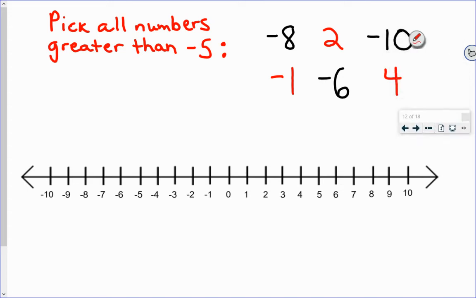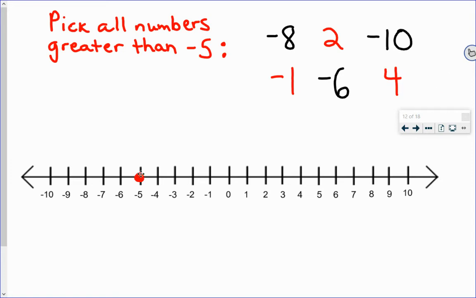If I asked you which of these numbers is greater than negative 5? Well, here's negative 5. So all the numbers have to be in that direction if they're greater. If they're in this direction, they're smaller. Okay, remember, furthest away from 0 for negative numbers is smaller.